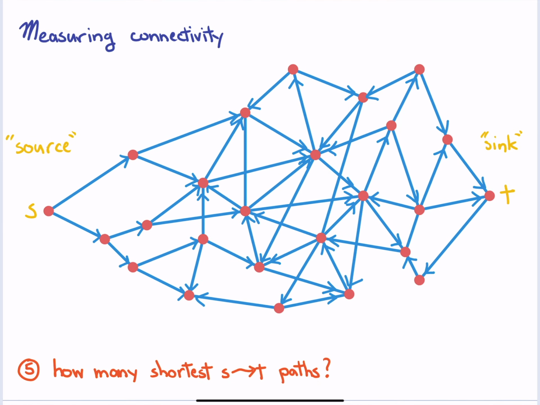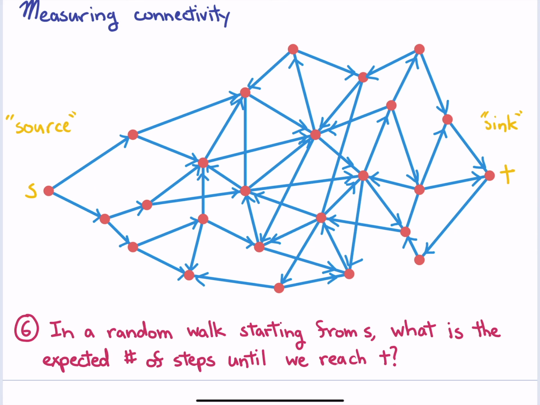Here's a problem that shows up in an exercise. How many shortest S to T paths? So maybe you already know that this person is 3 hops away from that person, but within that, having lots of different paths of length 3 maybe is a stronger indicator than having few paths of length 3.